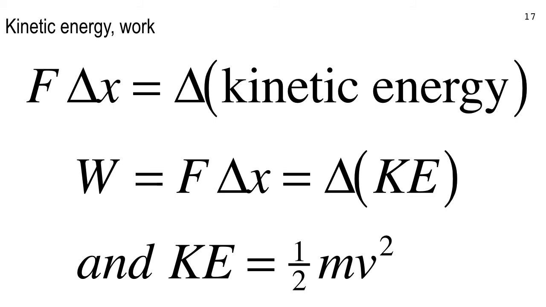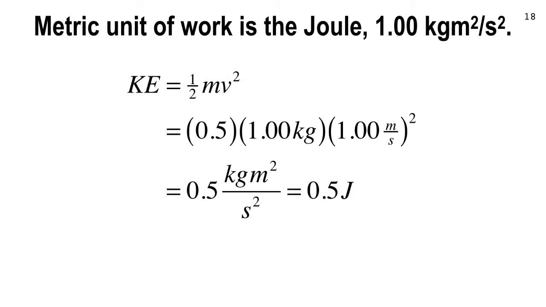Now, hopefully you see the resemblance to the impulse formula here. The impulse formula and the work formula, Connor, that's what we got here. This is the work formula. F delta x equals delta KE. They form a pair. They're perfectly matched. Now, the metric unit of work is called the joule. We don't have a name for the metric unit of momentum. We just have kilogram meter per second. But for energy, yes, we have the joule.